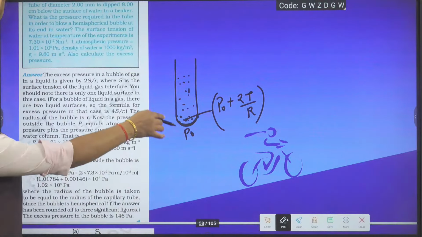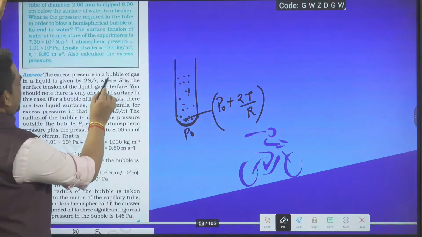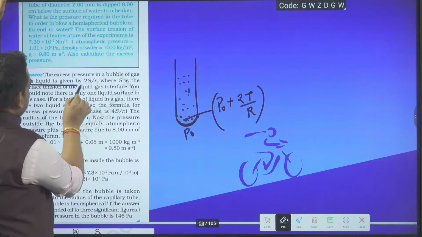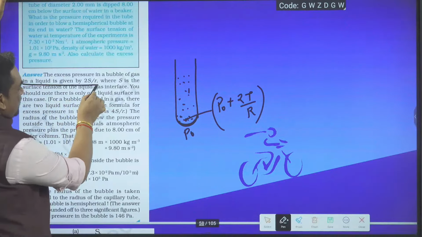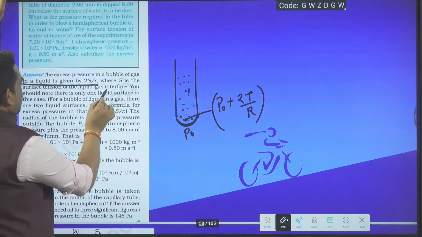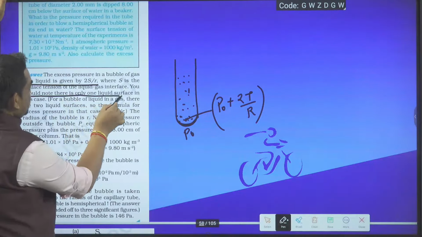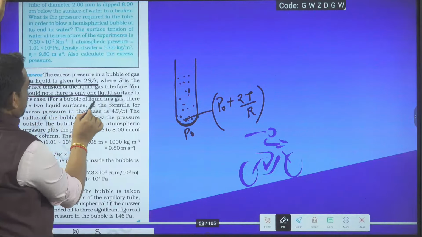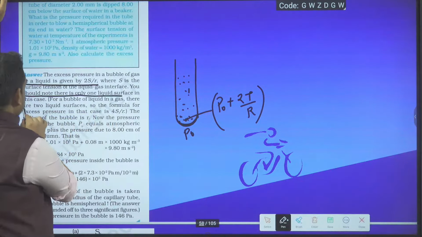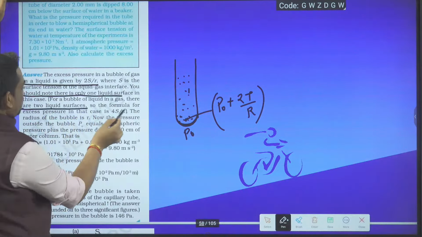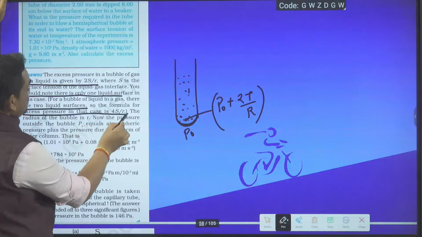Clear? It is written also. Okay, the excess pressure in a bubble of gas in a liquid is given by 2T by R, 2S by R. You should note there is only one liquid surface in this case. For a bubble of liquid in a gas, there are two liquid surfaces. So the formula for excess pressure in that case is how much?